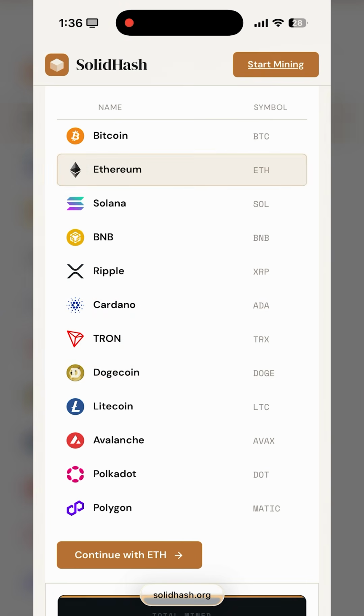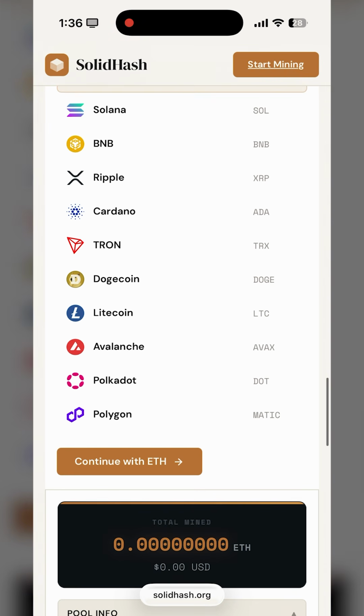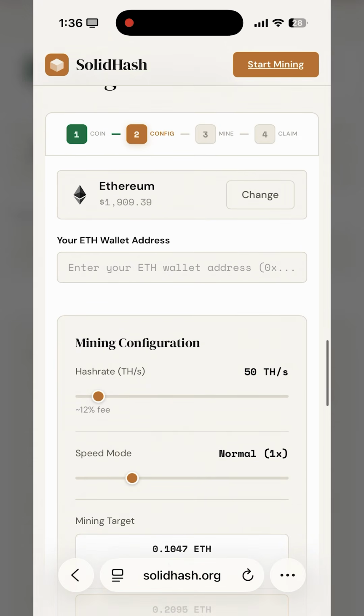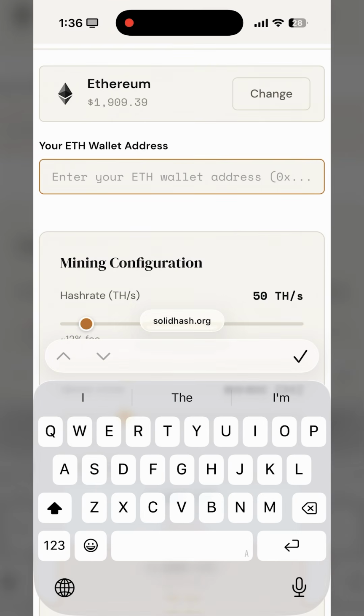Going with Ethereum, it's had some genuinely strong momentum lately. The on-chain activity around it has been picking up, and it just feels like the right call at this moment. So receiving address is next. Nothing complicated, just a standard input.